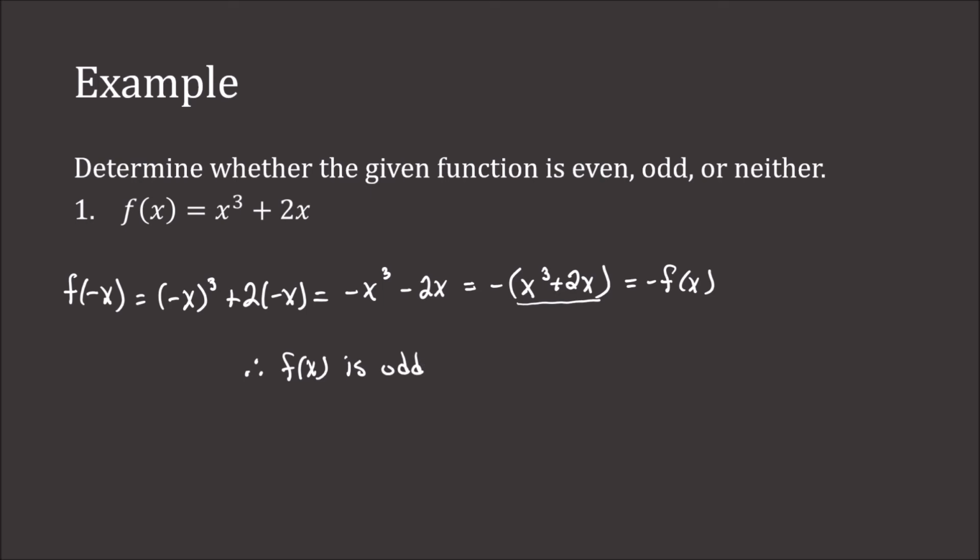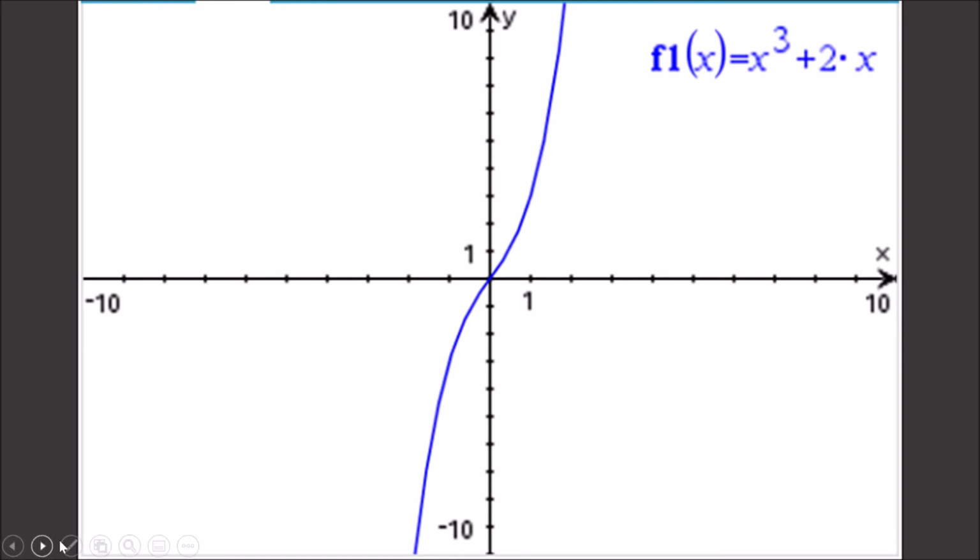And if we look at its graph, right, you can see that this bottom piece here is a perfect mirror image of the top piece, reflected about the origin. So this is symmetric about the origin.